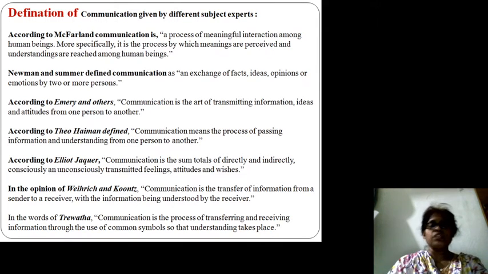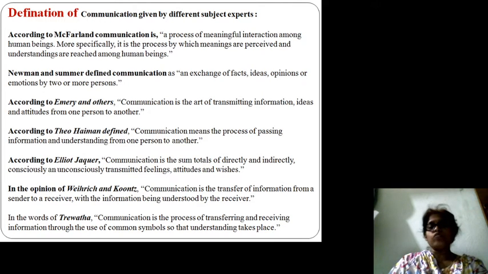So there are two persons, as I just gave you the example of two friends. One is sending, one is receiving. It means one is saying, another is listening. After listening, he gives a reply to the sender, the person with whom he is talking. So there are two persons, sender and receiver. So communication is a process of transferring and receiving information through the use of common symbols so that understanding takes place.